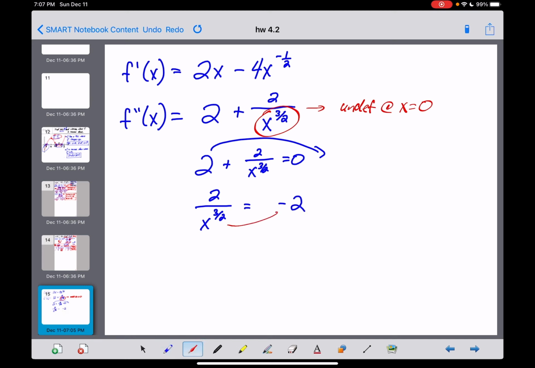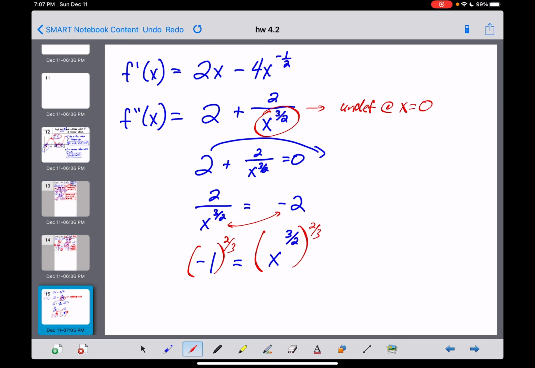Now I would do that trick where I switch these two things. So that would give me a 2 divided by negative 2, which is negative 1, and that would equal x to the 3/2 power. And at that point, trying to think of what this would look like right here, we would want to take both sides to the 2/3 power, but I have a funny feeling this might not do what I want it to do, will it?